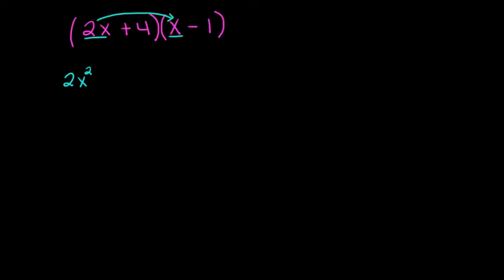Now, if you remember what we do next, we're going to stay with that 2x. And now we got to go all the way over to the last term. So we have a 2x times a negative 1. This will give us a negative 2x. All right, let's move on. So now we're going to go to our 4 and we're going to go under. 4 times x will give me a 4x.